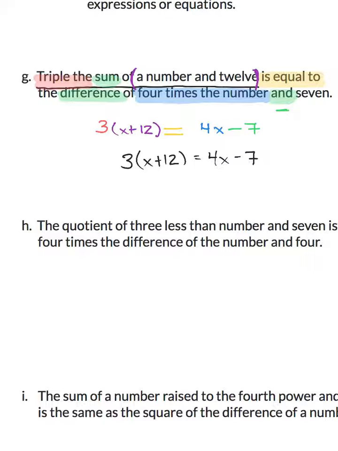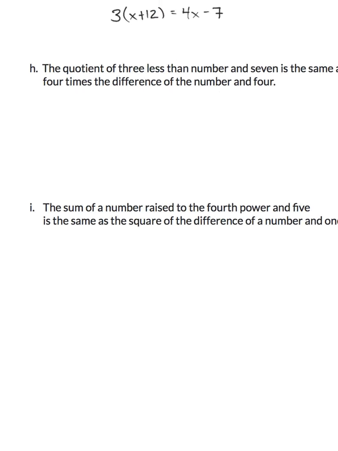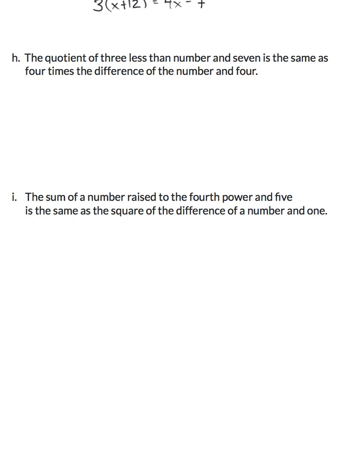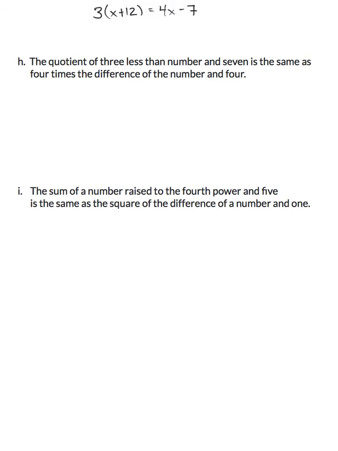Okay, that takes care of example G. Hopefully that makes a little bit more sense in terms of how to break this apart. So let's go ahead and practice it on a couple more. Let's look at example H. Example H, we have the quotient of 3 less than a number and 7 is the same as 4 times the difference of a number and 1.